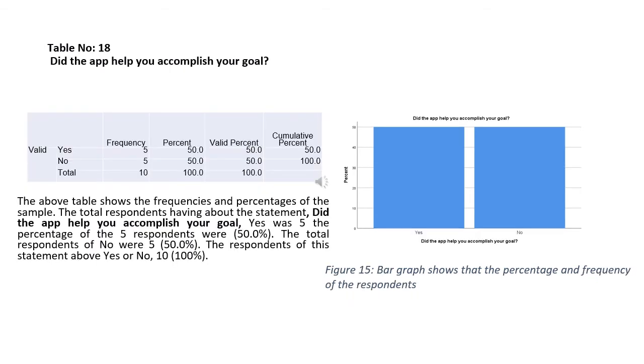Table number 18. Did the app help you accomplish your goal? According to this statement, there are two scales, yes or no. In this slide, you can see this table and graph. The majority of the respondents responded equally, yes or no.